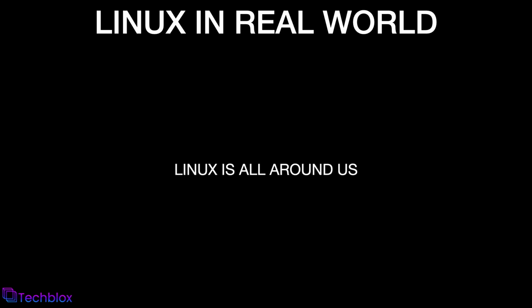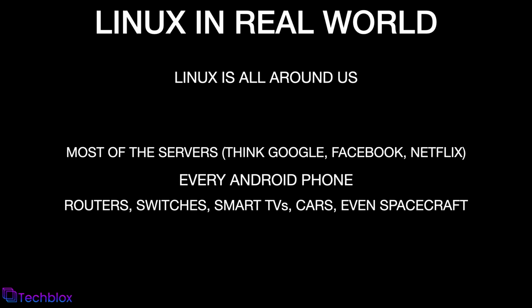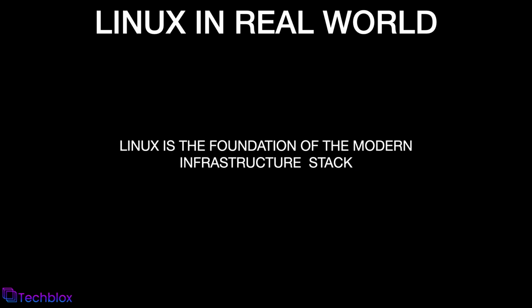It's all around us, whether you see it or not. It powers most of the internet's servers. Think Google, Facebook, or Netflix. Every Android phone, routers, switches, smart TVs, cars, even spacecraft. Linux is the default OS for cloud providers like AWS and GCP. Even Mac OS has a Unix-like foundation, so if you're on a Mac, you're already working in an environment that behaves similarly to Linux. Many DevOps tools are most commonly run in Linux-based environments, so whether you're deploying code, troubleshooting an issue, or provisioning infrastructure, chances are you're doing it on Linux. That's why understanding Linux is essential. It's the foundation of the modern infrastructure stack.